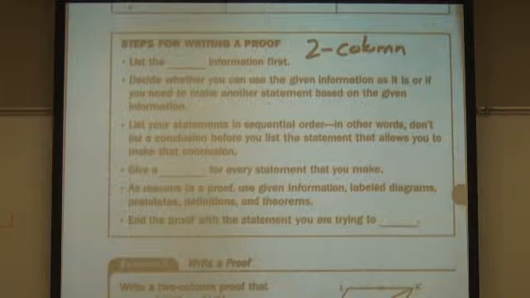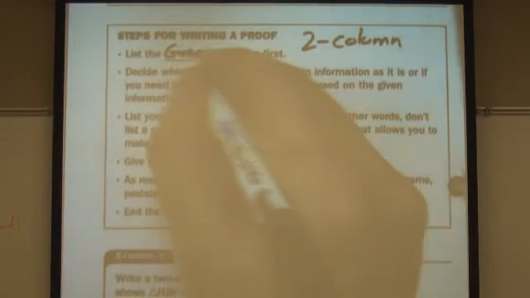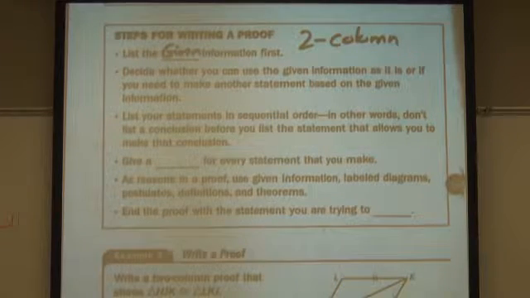So the steps for writing the proof is, first, list the given information. Given information is just basically reading the problem. If you read the problem, it's going to tell you some things that are already congruent. And things that are already congruent, you just write down. Those are going to be usually your first steps. Step 2 is decide if you can use the given information as it is or if you need to make another statement based on given information. A little hint for you, given information is always useful. Math textbook companies just don't give you given information unless it's useful. So you need to make use of the given information somehow.